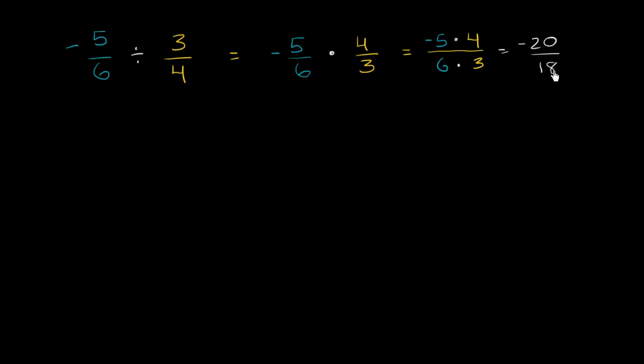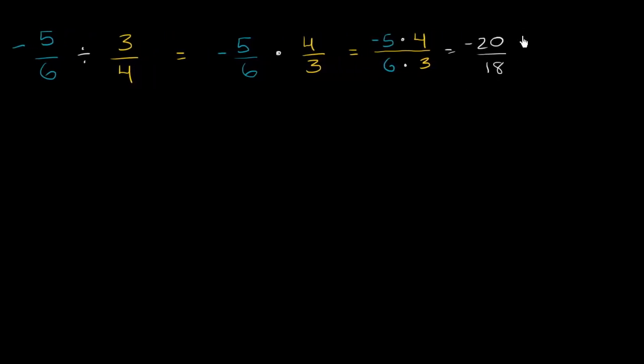Both the numerator and the denominator are divisible by 2, so let's divide them both by 2. I picked 2 because that's the largest number that goes into both of these. That's the greatest common divisor of 20 and 18. 20 divided by 2 is 10, and 18 divided by 2 is 9. So negative 5/6 divided by 3/4 is, I have to be very careful here, negative 10/9. Just how we always learned: if you have a negative divided by a positive, if the signs are different, then you're going to get a negative value.